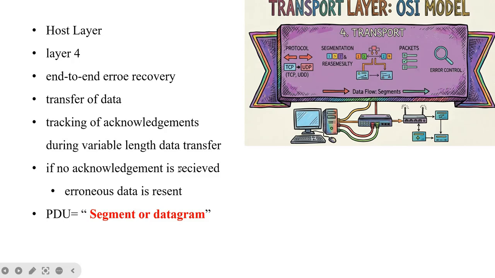In case of loss of data, or when an acknowledgement is not received, the transport layer will ensure that the particular erroneous data segment is resent to the receiving host. So if an acknowledgement is not received, it will check which data segment has not been received by the host, and it will resend it. The protocol data unit associated with this layer is referred to as the segment or the datagram.